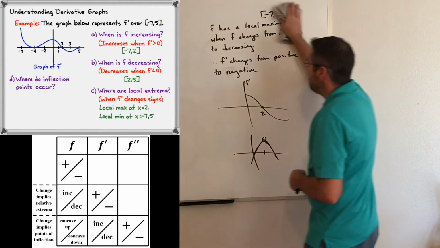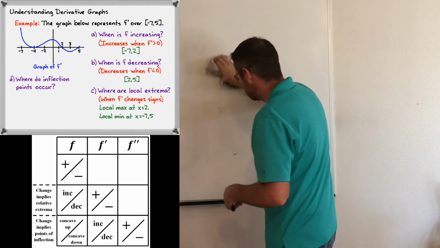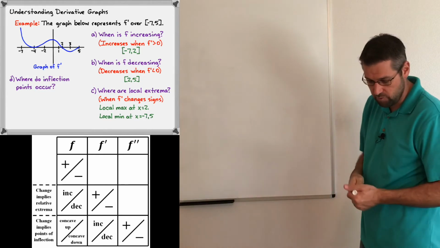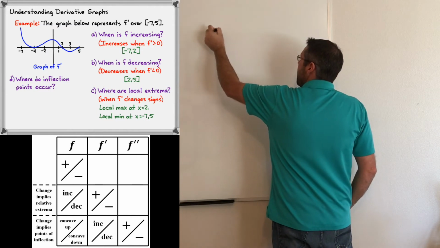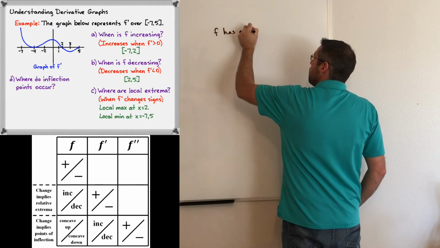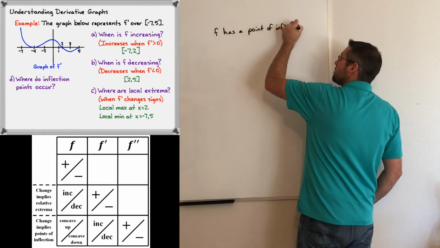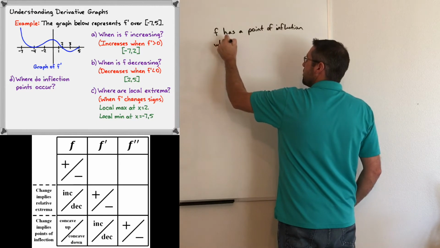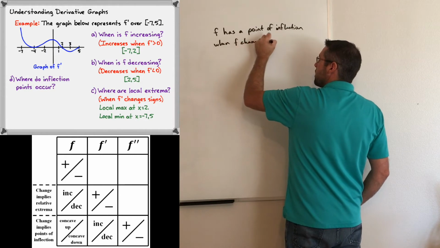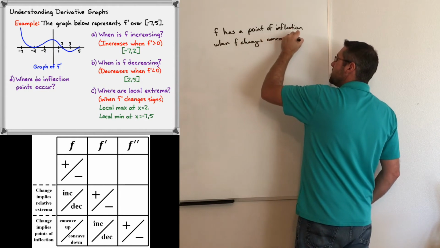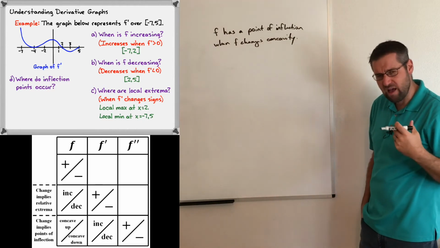Part D, where do inflection points occur? Well, it's all about interpreting based on the chart. It's very helpful. But where do inflection points occur? We would say that f has a point of inflection when f changes concavity. Okay, that's basically what we're looking for here. But again, we're not looking at the graph of f. We're looking at the graph of f prime.